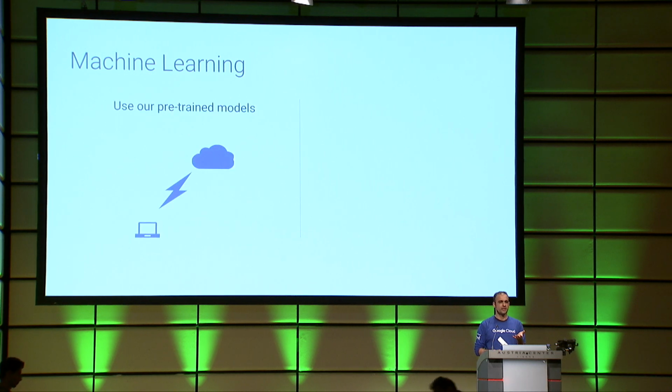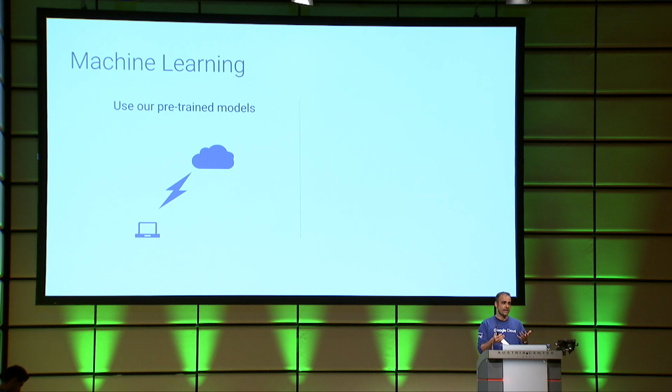The first choice is you want to use someone's pre-trained model. So someone learns about machine learning, they have data, they train that data, they build a model, and then they give you an API to use that model, and you just use that API to use machine learning.